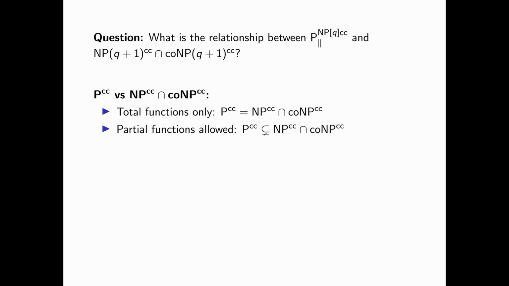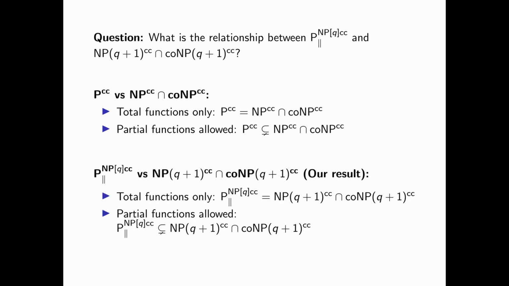Note that if we take Q equals 0, this is simply the P versus NP intersect co-NP problem from earlier. If you'll recall, the classes are equivalent if we only consider total functions, but they are different if partial functions are allowed. One of our results is that the same holds for any constant Q.